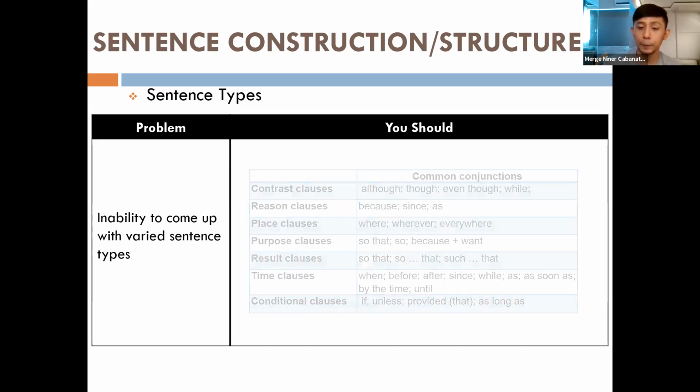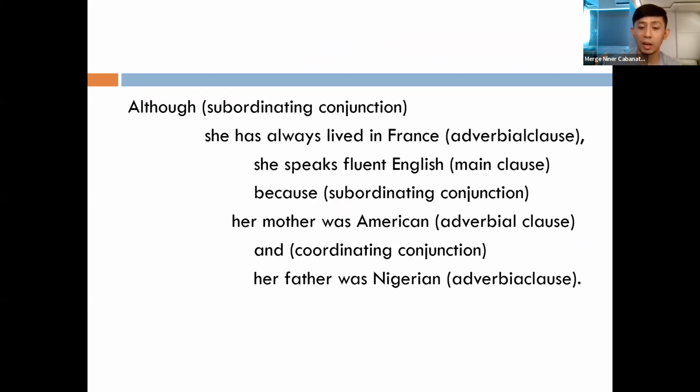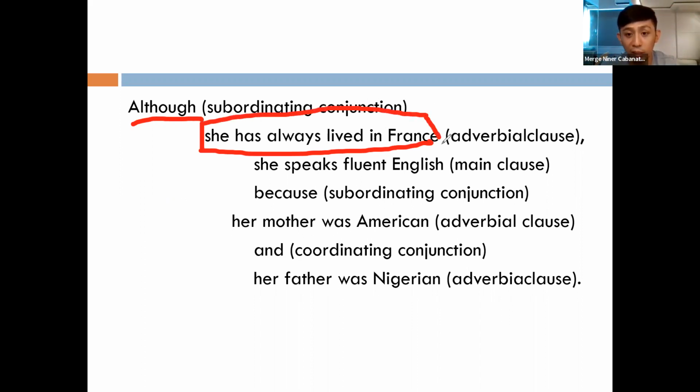Okay, ang isang sentence. All right. So, although this is your subordinating conjunction, let us break down the anatomy. She has always lived in France. Tingnan nyo ha, pwede natin alisin yung "although." She has always lived in France, on its own, tanggalin natin lahat, yan ay sentence on its own. So, siya ay isang independent clause.